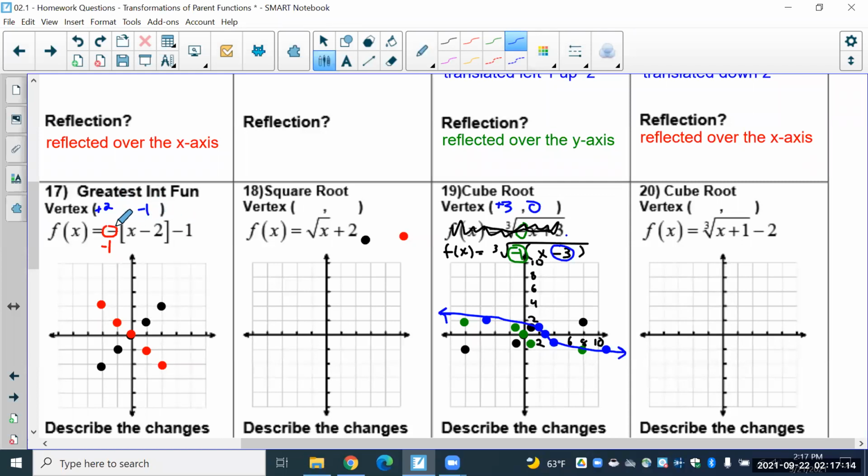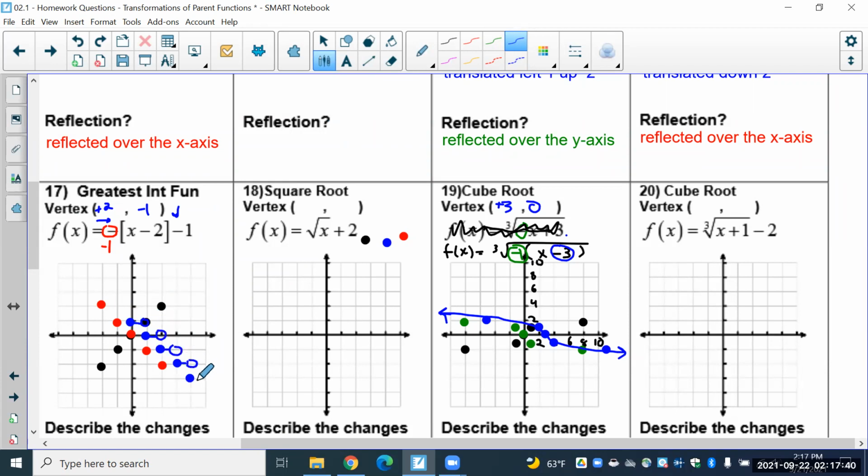Remember, opposite H, exactly K. This is going to move right. This is going to move down. So let's just do that to every point. All right, so right 2, down 1, right 2, down 1, right 2, down 1, right 2, down 1, right 2, down 1, and those are now barbells. Please don't accidentally make that a graph of a line.